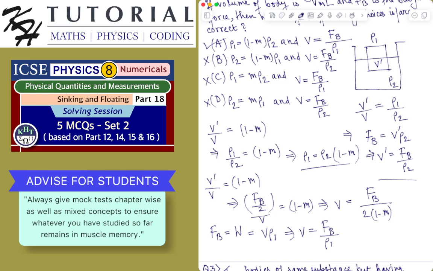Also V is equal to Fb by twice 1 minus m. This is fine. This is what is given in choice A. So choice A statement is correct. But we also got V equals Fb by 2 into 1 minus m. Is this true? Is this correct?